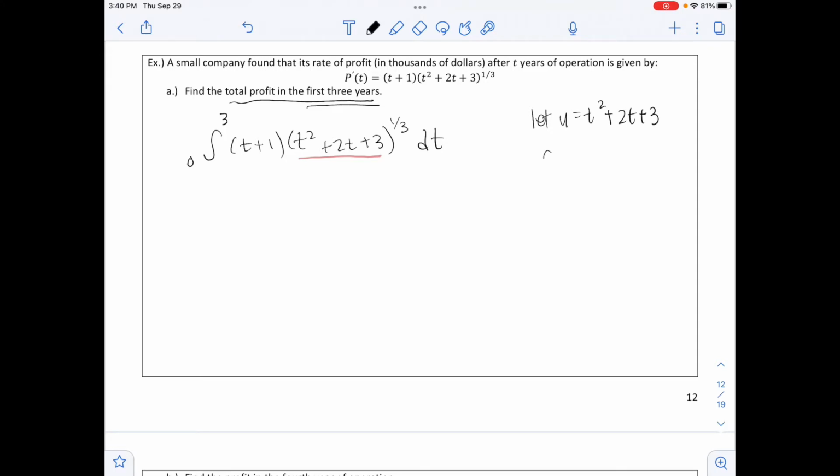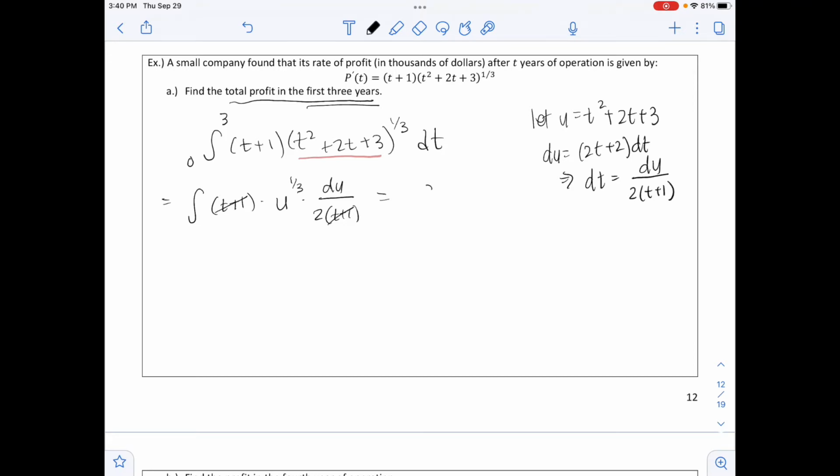And in doing this, I'm going to have du equals 2t plus 2 dt. Or we can say that dt is equal to du over, and I'm going to factor out that 2, so 2 times t plus 1. So from here, this is now going to be the integral of t plus 1 times u to the 1/3, and then instead of dt, we're going to have du over 2 times t plus 1. The t plus 1s are going to reduce out, and we're left over with just the integral of u to the 1/3 du.